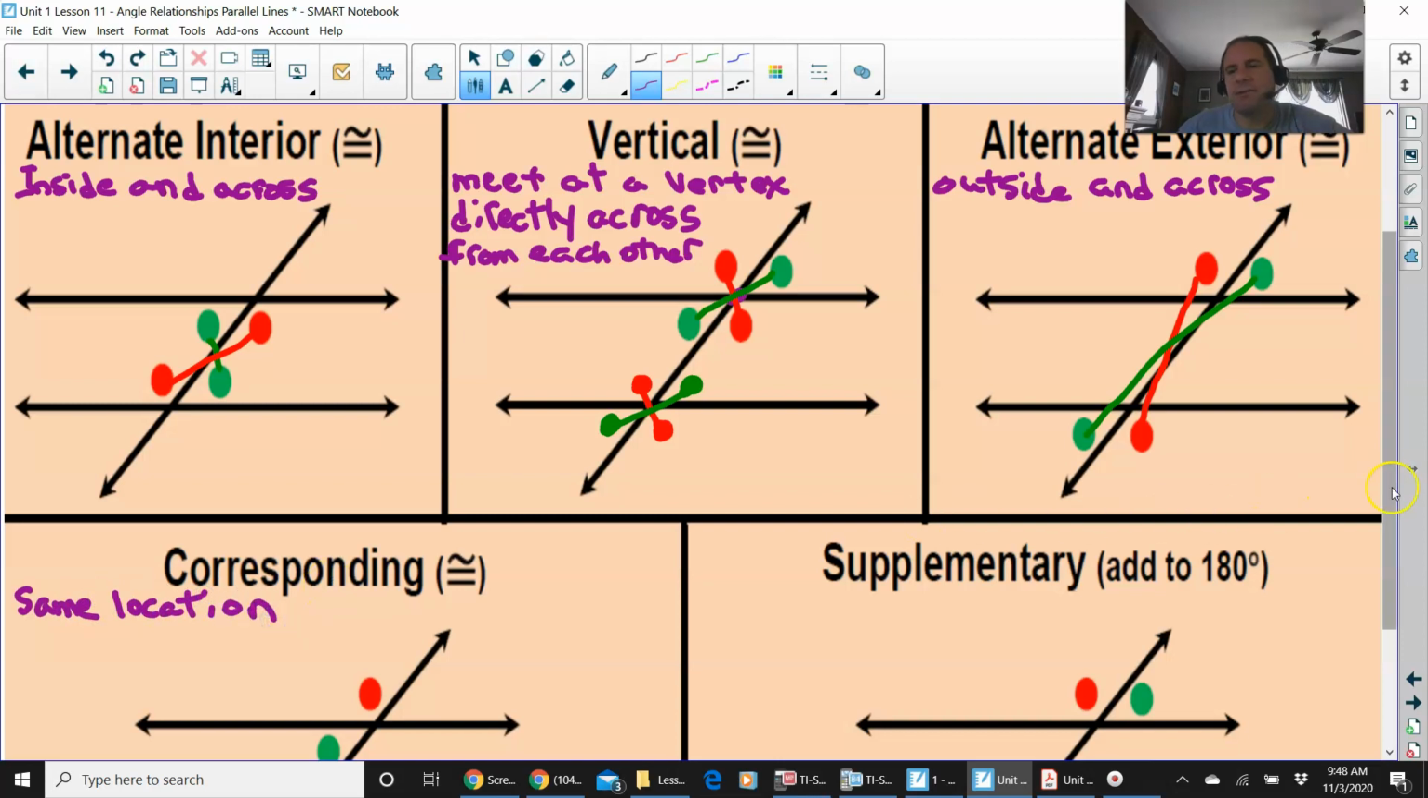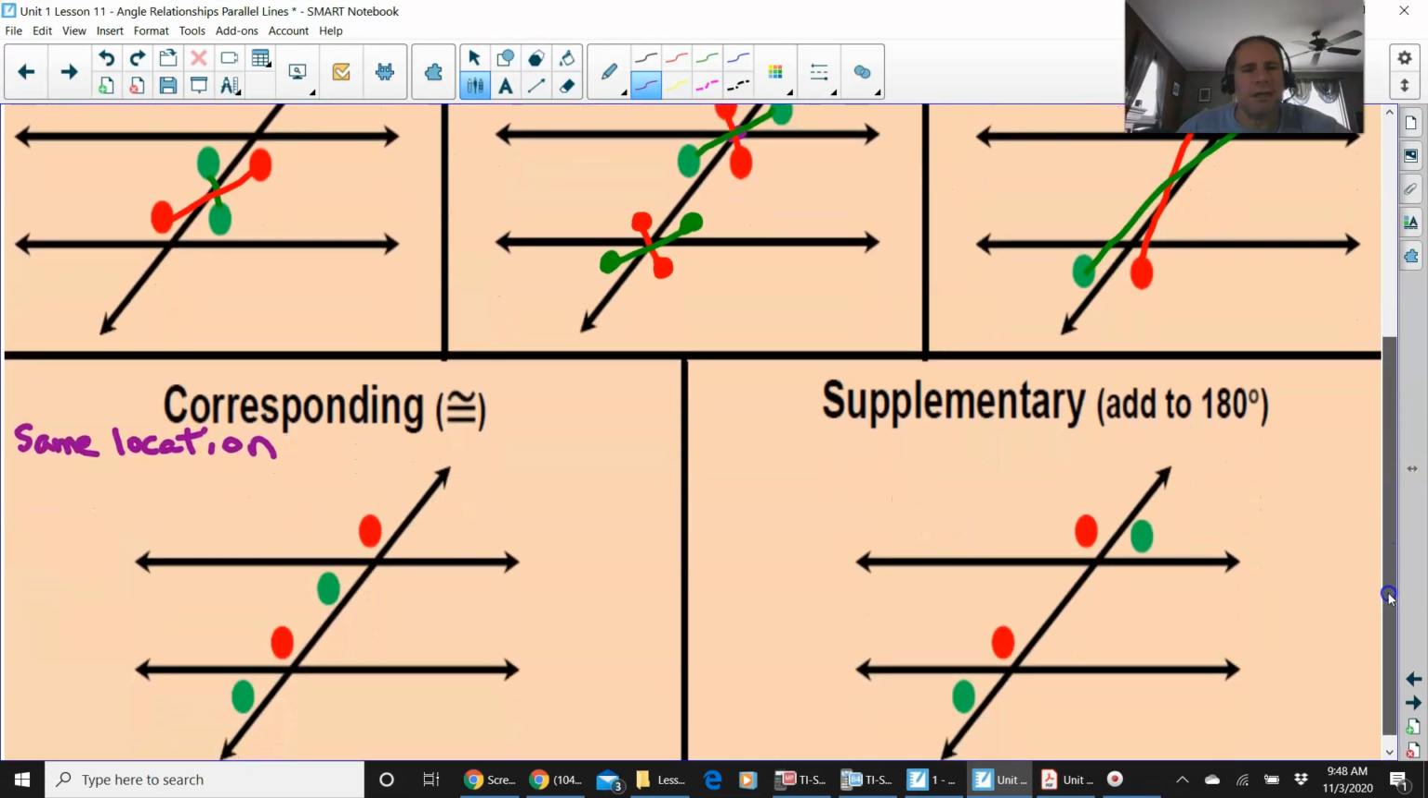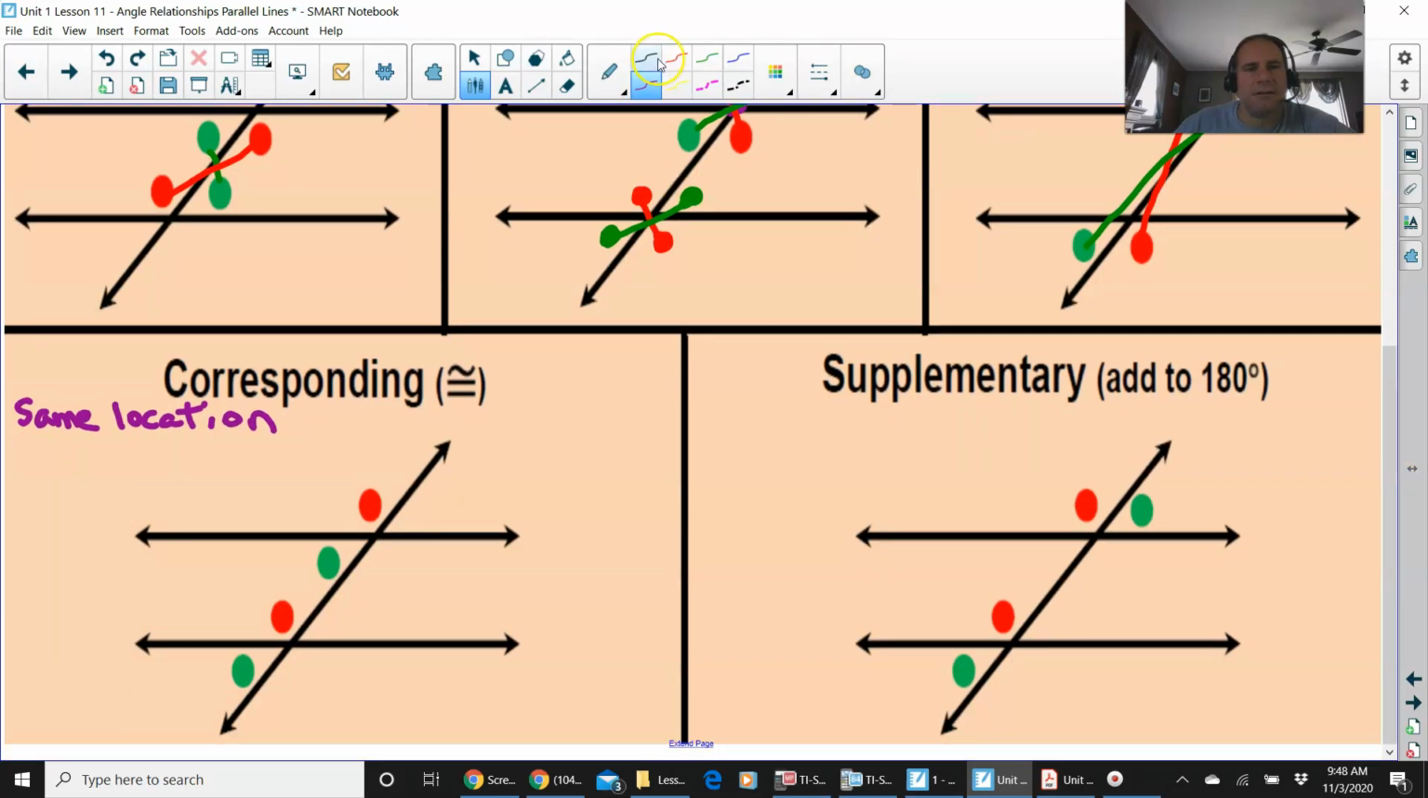All right, when I say same location, meaning this desk right here is in the same location as this desk right here. This desk right here is in the same location as this desk right here. All right, top and bottom.